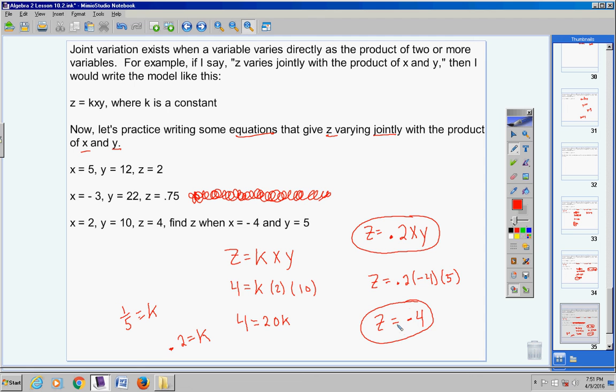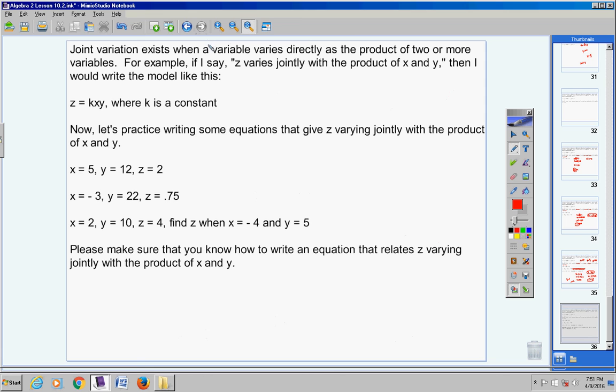Okay? And that's it, guys. These are not that difficult, really, as long as you understand direct variation. Think of this. Inverse variation. Think of this. And joint variation. Think of this. Alright? And that's it. Please make sure that you know how to write an equation that relates Z varying jointly with the product of x and y. I hope this video has been a help.